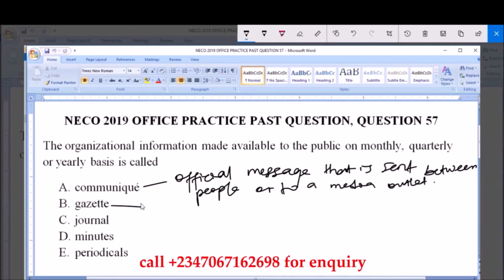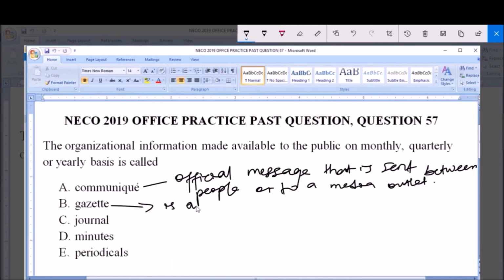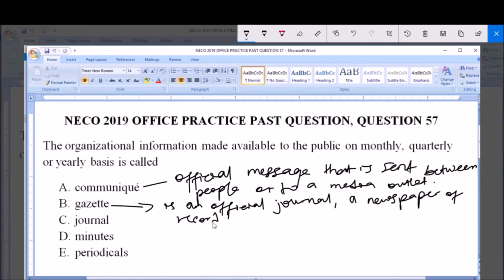Now this is Gazette. Gazette is an official journal, that is a message pertaining to an organization. It can also be a newspaper, that is an organizational newspaper of records published regularly.